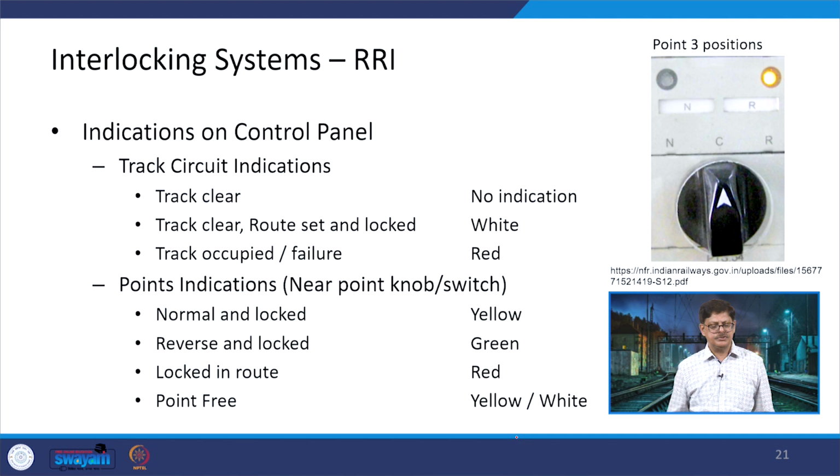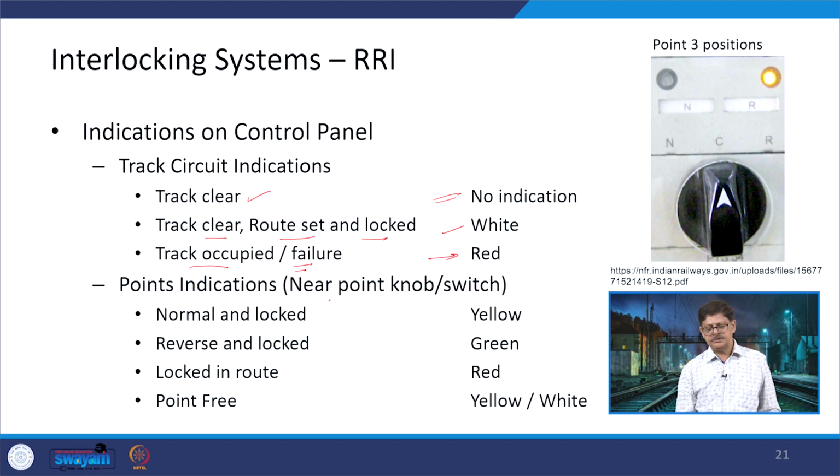There are some indications on the control panel. So, if the track is clear, no indication will appear. Track clear, route set and locked. So, you have set the route, it is being locked. As soon as it is done, it is white, but still the train is not there, the train is going to approach. As soon as the train comes and occupies, or even if there is a failure, it will go into a red color.